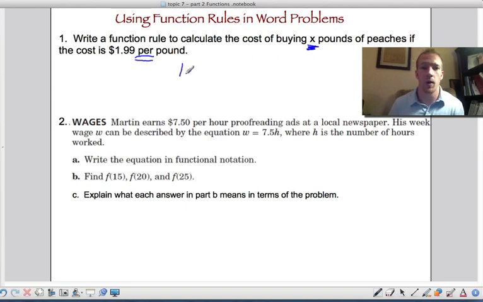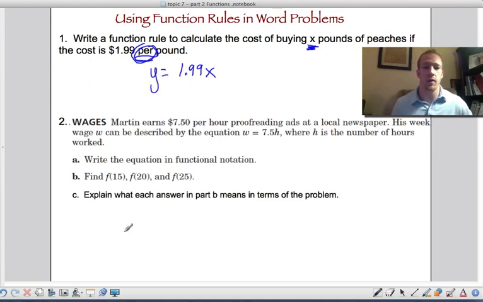So it's 1.99 per every pound that we buy. All right, so that word per is going to be the indicator for what is multiplying the x. If there was a plus something over here, that would be some fixed value that never changes, right? But the cost is going to change if the number of pounds changes. So we can call that y equals 1.99x.